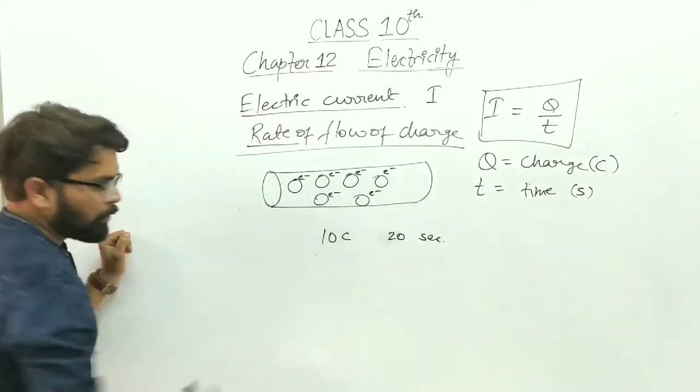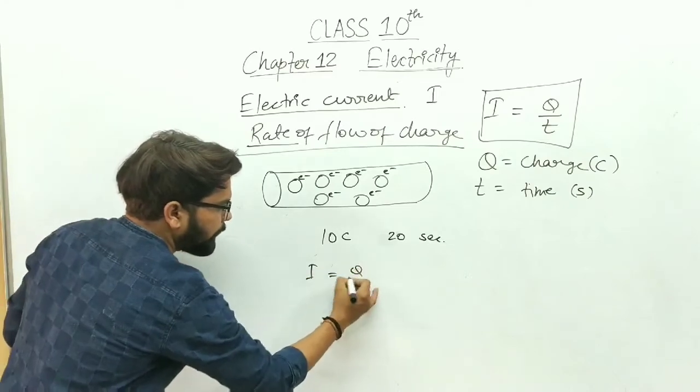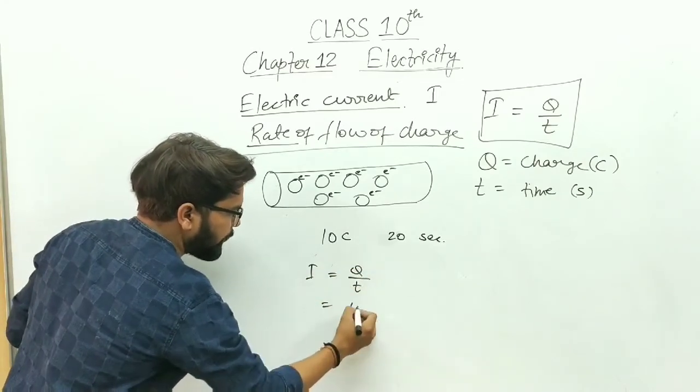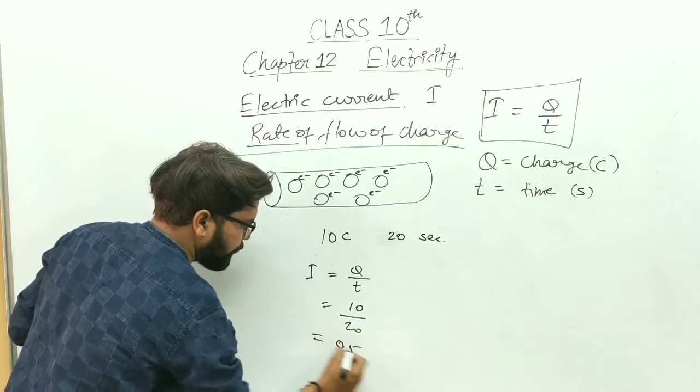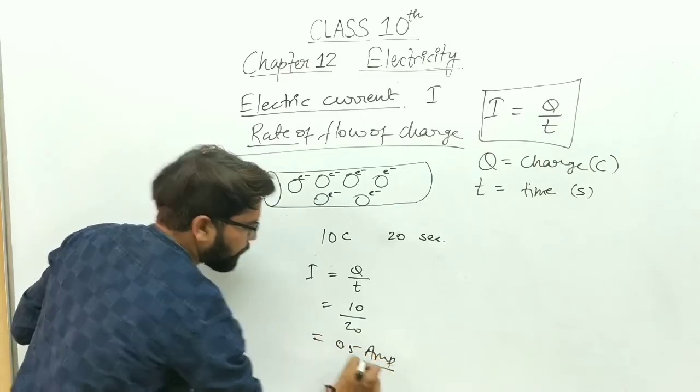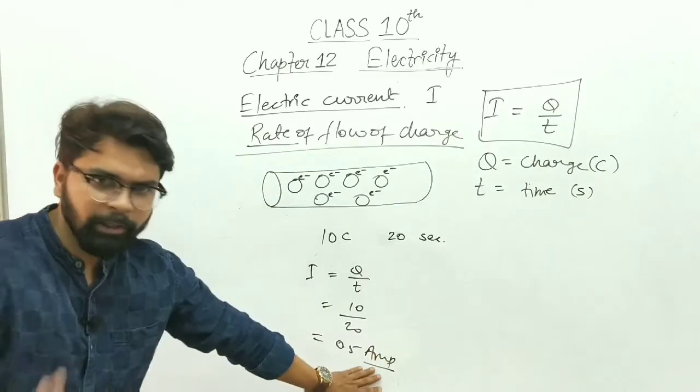So what will your current be? Q upon T, that is 10 upon 20, it is 0.5. Okay, so 0.5 ampere. I am telling you what an ampere is.